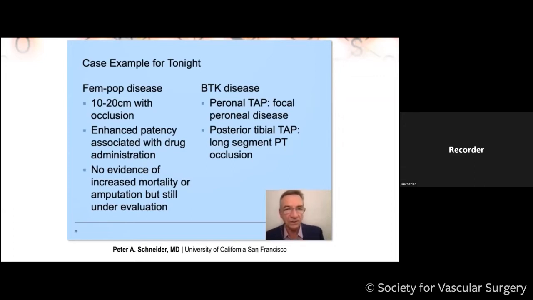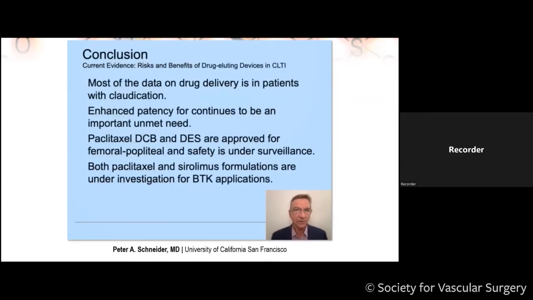BTK disease, if you look at the peroneal target artery path, this is focal disease where balloon angioplasty does fairly well. The posterior tibial target artery path, however, is a long segment occlusion. This could strongly benefit from a drug delivery program that hopefully one day is successful in the US.